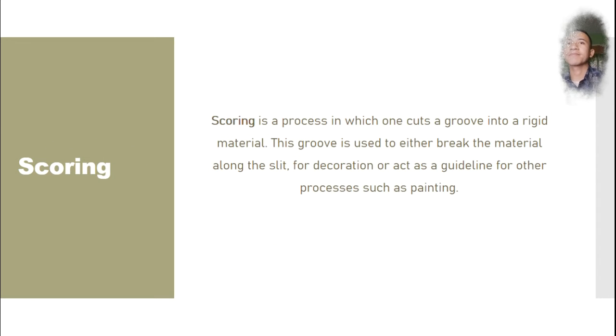Okay, next. Scoring. In the part of scoring, this is the teacher giving the score of the grammatical test to the student. And scoring, the meaning of scoring is a process in which one cuts a groove into a rigid material. This groove is used to either break the material along the slit for decoration or act as a guideline for other processes such as painting.